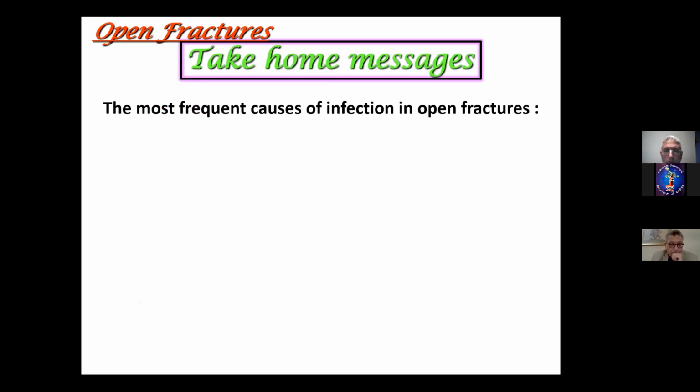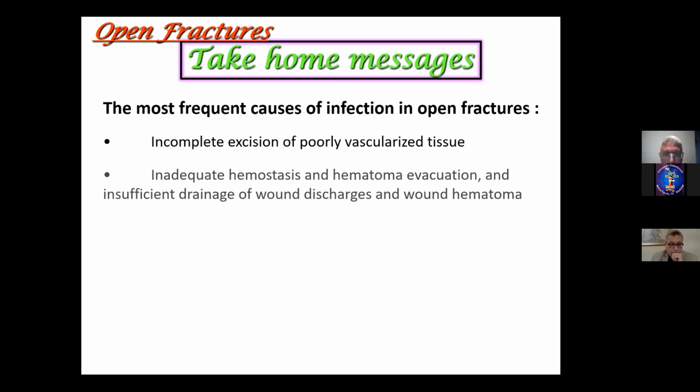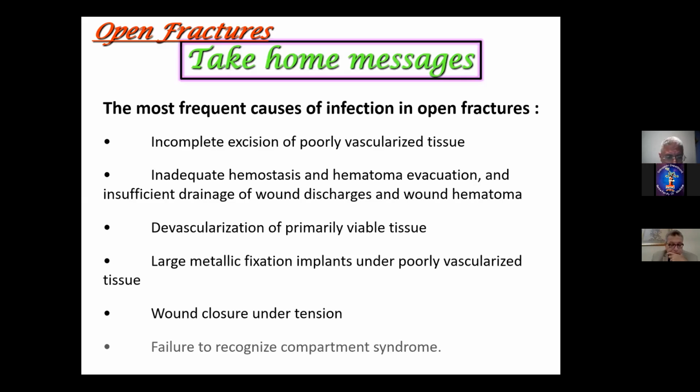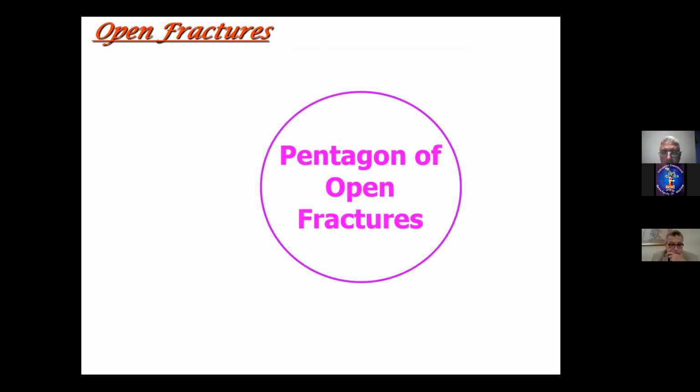The most frequent causes of infection in open fracture are incomplete excision of poorly vascularized tissues, incomplete hemostasis and hematoma evacuation, insufficient drainage of wound discharges and wound hematoma, and devascularization of primarily viable tissues. They were initially viable, but became necrotic later on. Other causes are large metallic fixation implants under poorly vascularized tissues, wound closure under tension, and failure to recognize compartment syndrome.